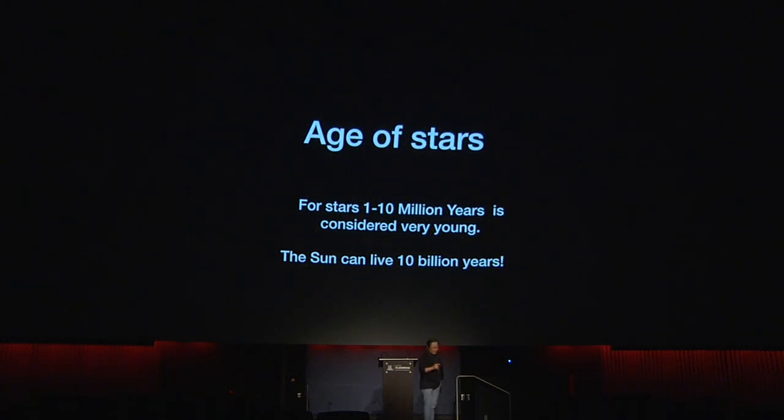Even 100 million years is quite young, given the sun can actually live 10 billion years, and much lower mass stars much, much longer. So 1 to 10 million is very young. I'm going to talk about Orion, and that's about 1 million years old.